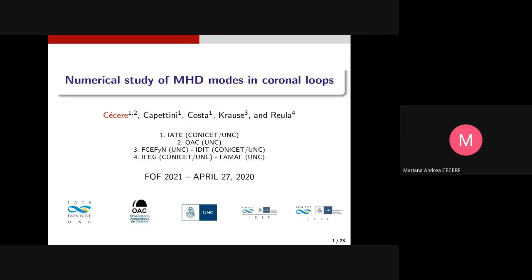In this opportunity, I'm going to talk about numerical study of MHD modes in coronal loops. This work was performed with Hilario Capitini, Andrea Costa, Gustavo Krause, and Oscar Reula.